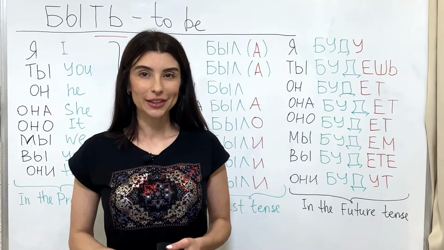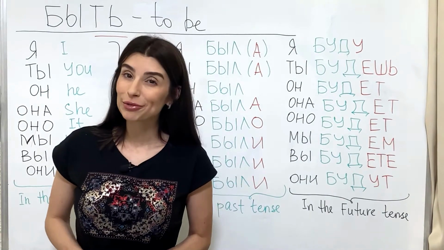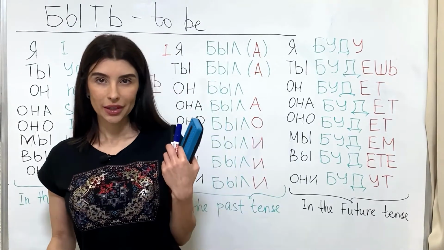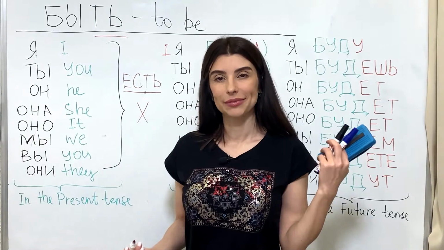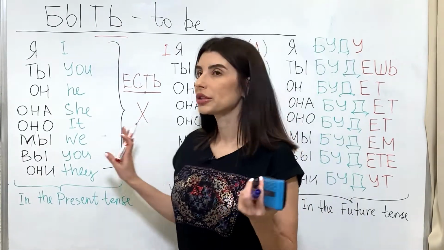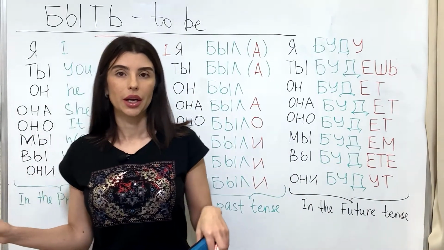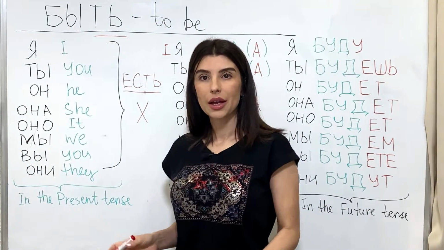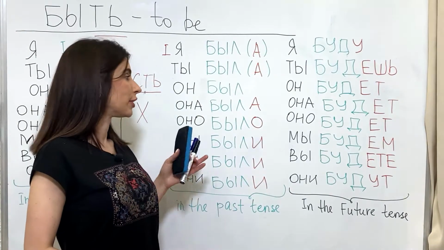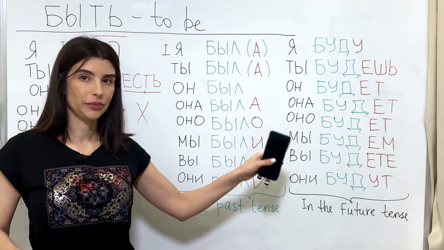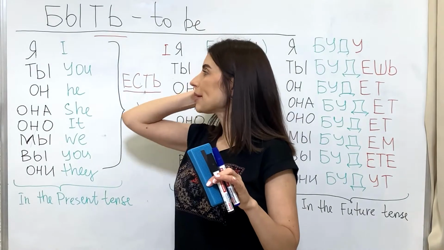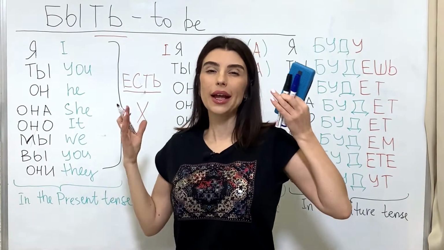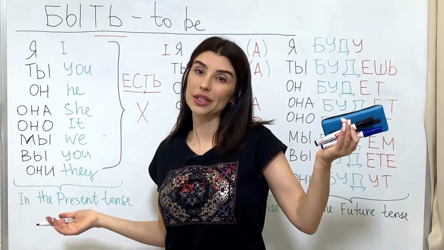I would like to tell you about some useful but so tricky verb in Russian. So, it's the verb to be, in Russian, быть. I want to show you how this tricky verb will be in present tense, but absolutely different in past and future. For example, in present tense, I want you to understand that we are actually not using it.